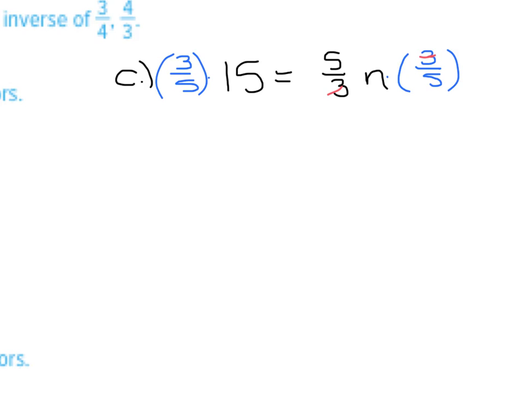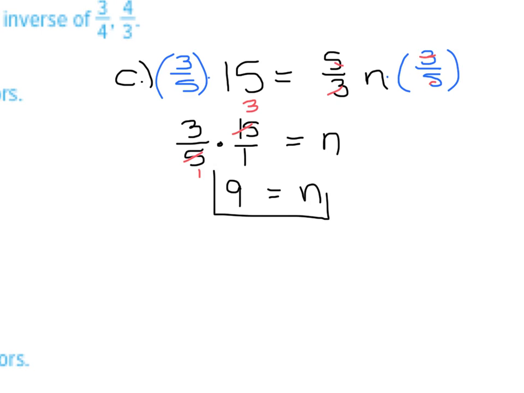Well, that cancels on the right side. On the left side, we're left with 3 over 5 times 15 over the 1 equals n. And now if we cross simplify, divide by 5, and you get 1 and 3. 3 times 3 is 9 equals n. And of course it was 9 over 1, which is just the 9.